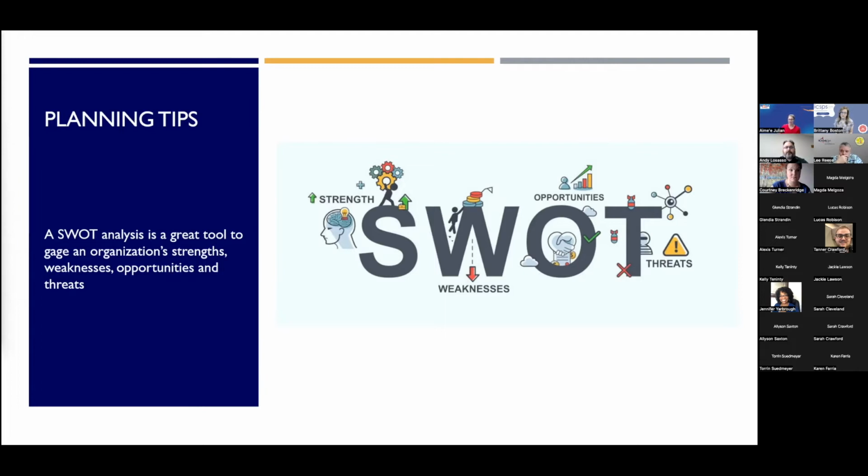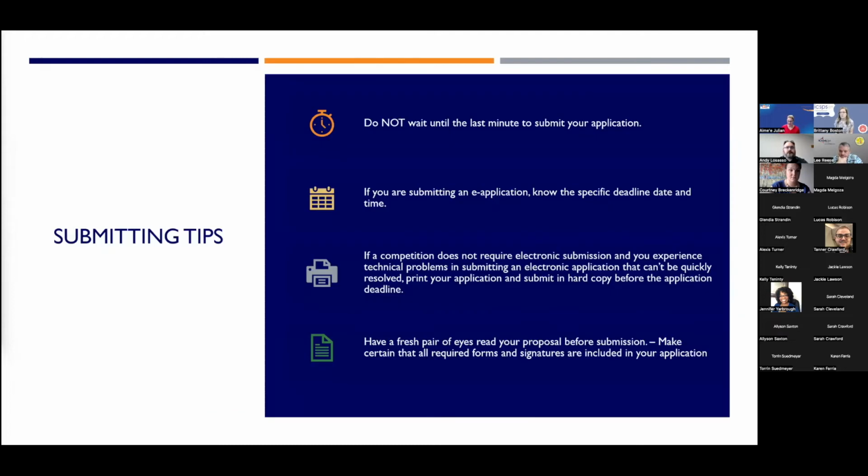So, just doing that strengths, weaknesses, opportunities, and threats, look at how you can do a SWOT analysis. If you want some more information on that, we have a lot of that on the evaluation toolkit: how you can do a SWOT analysis, and some tips, tools, and tricks for that. So check that out as well. And then finally, submitting tips. Number 1, do not wait until the last minute to submit your application. If it's due at 4:30 Eastern time on Friday, whatever, get it in on Thursday. If you can, get it in on Thursday.